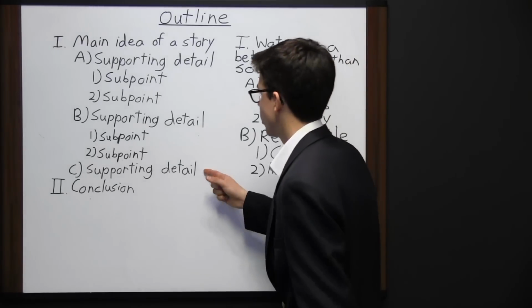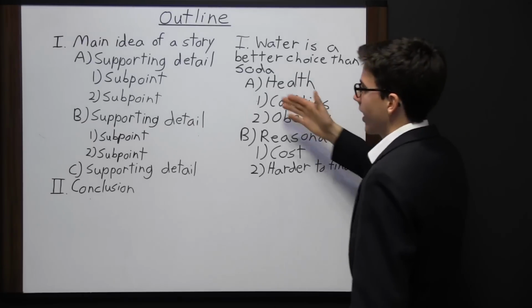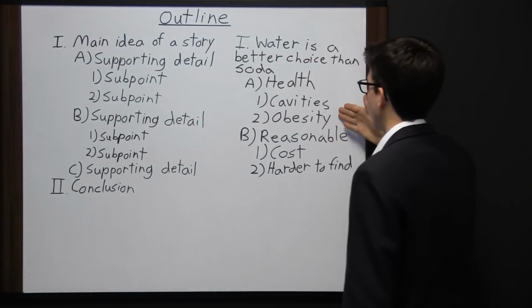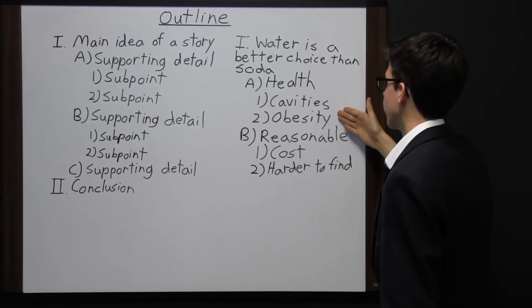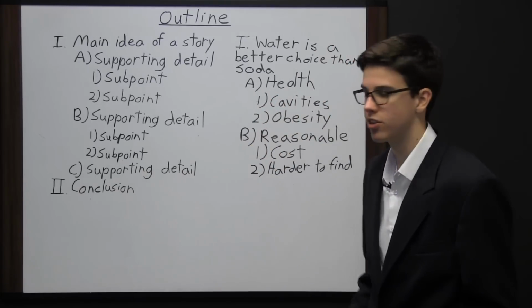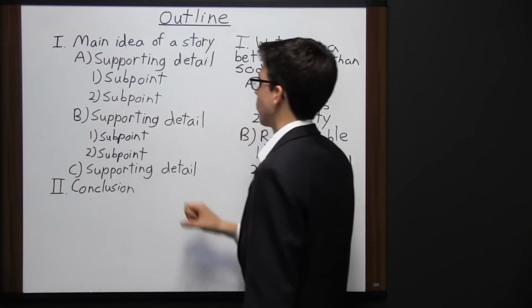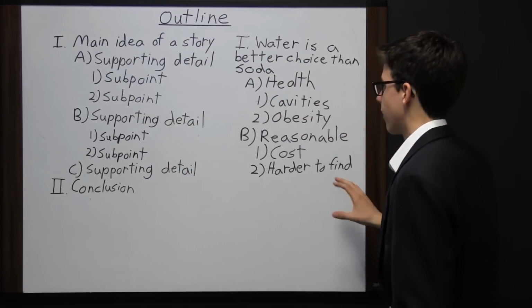And so then, if I wanted to, I could have a third supporting detail. I don't want to. Or I could actually have more subpoints than this. Say up here I wanted to talk about other health reasons to drink water. I could have kept going with the subpoints all the way to 5, 6, 7 subpoints. So this right here is just the main way that you would want to do an outline. But you can do it a lot of different ways.